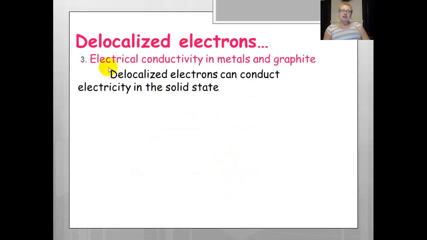Finally, delocalized electrons lead to electrical conductivity in metals and in graphite because the electrons can move, and so they can conduct electricity in the solid state.